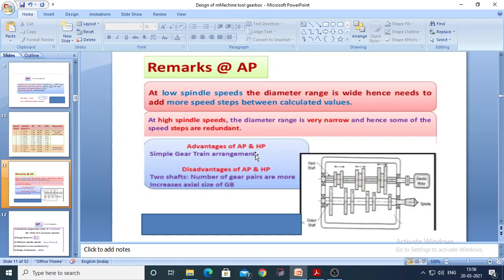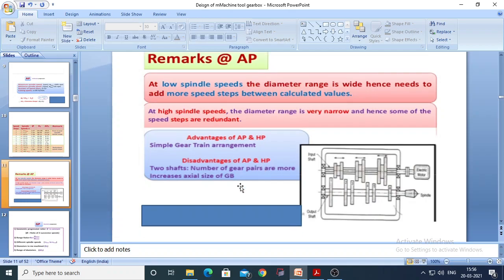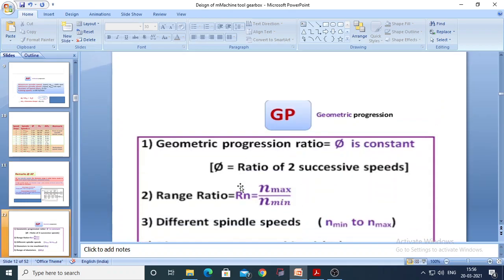HP means harmonic progression ratio. This is the simple gear train arrangement, if you have seen that. And what are the disadvantages of AP and HP? There we use only two shafts. If you are using only two shafts, then the number of gear pairs increases. The axial size of the gearbox also increases. These are the disadvantages of the arithmetic progression law.